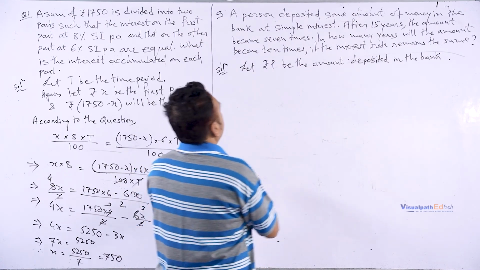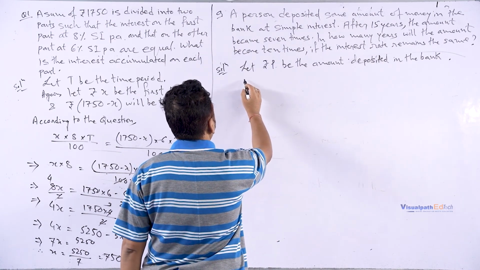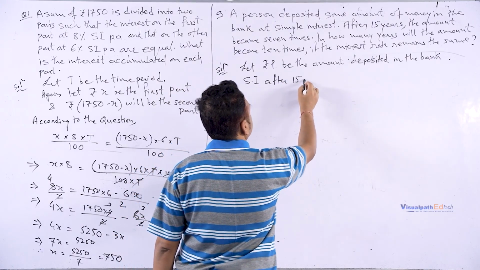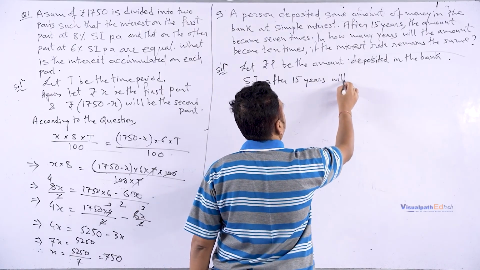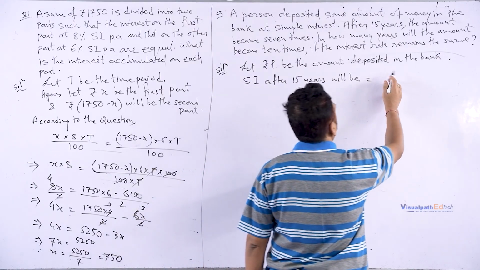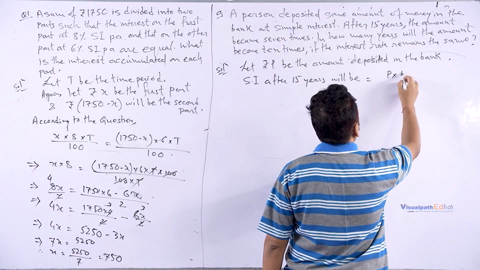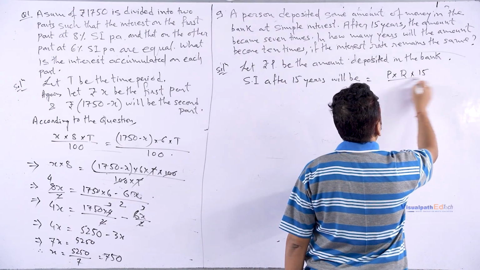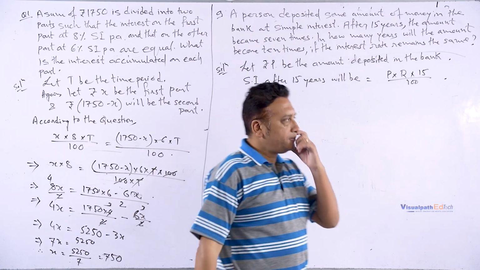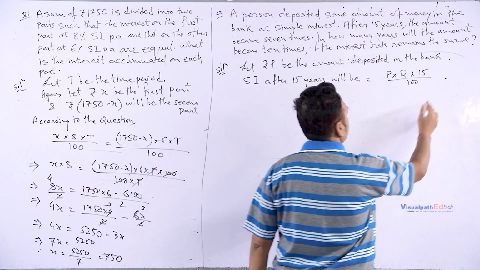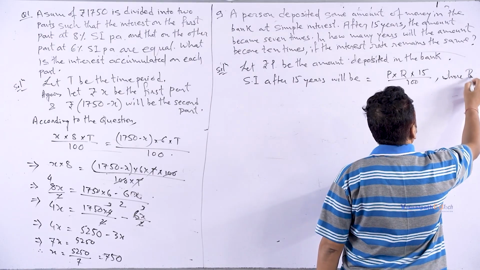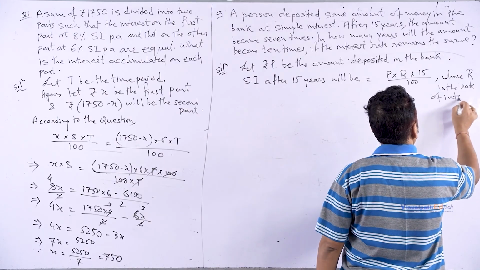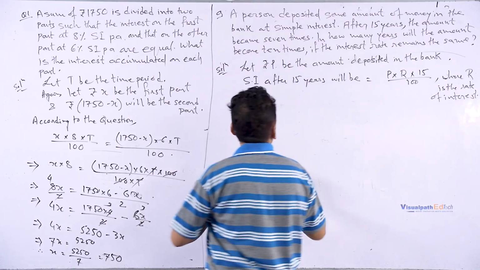Okay. So after 15 years, the simple interest after 15 years will be how much? It will be P into R, because we don't know the rate of interest, so it will be P into R into 15 divided by 100, where R is the rate of interest.